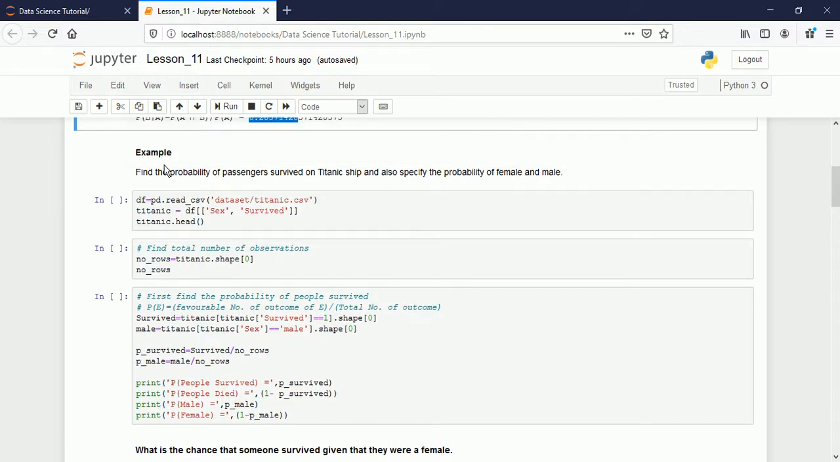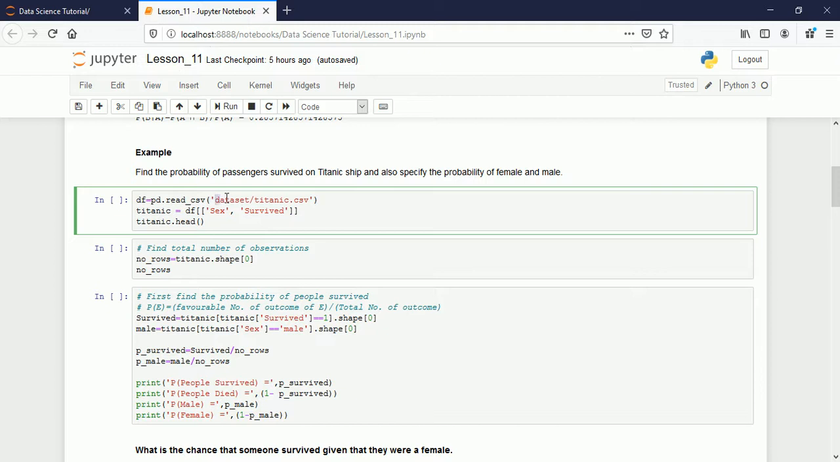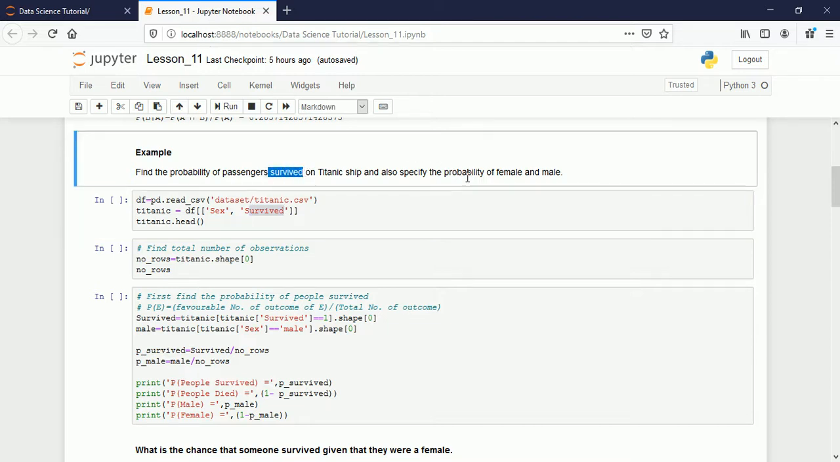Okay, now let's see another example, friends. Here, find the probability of passengers who survived on the Titanic ship, and also specify the probability of female and male. So that is very simple. I'm taking the data set, this data set you are familiar with. I'm reading the data from that, and I'm taking only two columns, sex and survived, because we need them. It is as here, survived passengers and also probability of male and female.